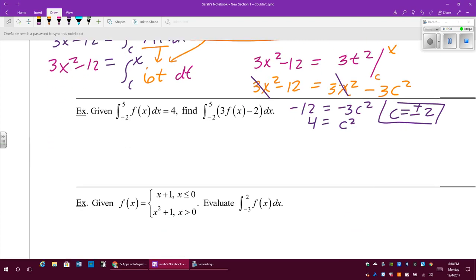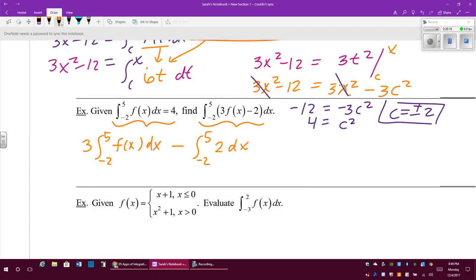So this one's kind of interesting because in this question, I've been given the integral from -2 to 5, and I've been asked to find kind of a transformation of that. So what we're going to do is break this apart. First thing I'm going to do is pull the 3 on the outside, from -2 to 5 of f of x dx. And then I'm also going to say minus the integral from -2 to 5 of 2 dx.